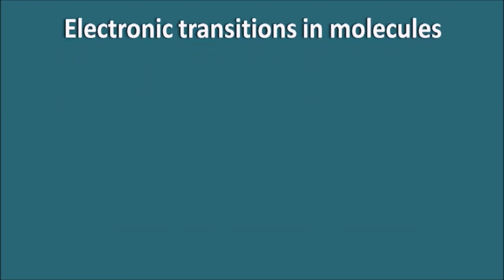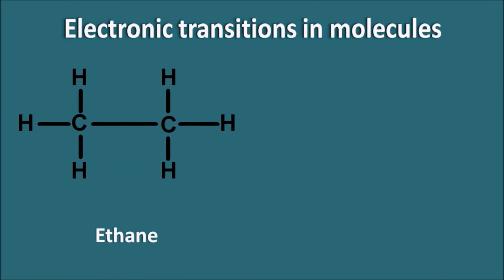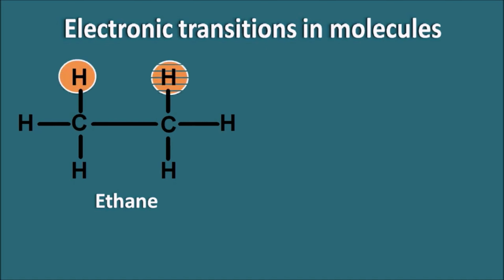Let us take one structure like this, and this is ethane. Which type of electrons are present within ethane? You can see that ethane has carbon and hydrogen, and both of these carbons are attached to hydrogen. The bond between carbon and hydrogen is a sigma bond, as well as between carbon and carbon. So ethane mainly has sigma electrons, so ethane can undergo a sigma to sigma transition.